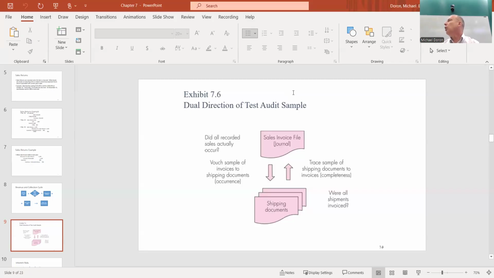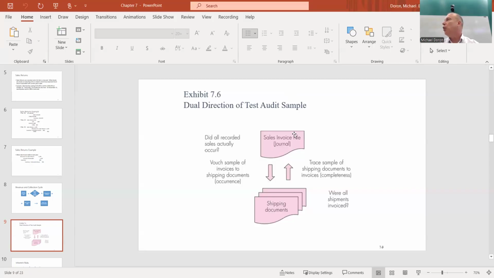But you're worried that they will overstate revenues and assets, so you want to make sure that they exist. That's how you do vouching: testing the existence, because you're worried they'll overstate revenues and assets and make up sales that didn't really happen.